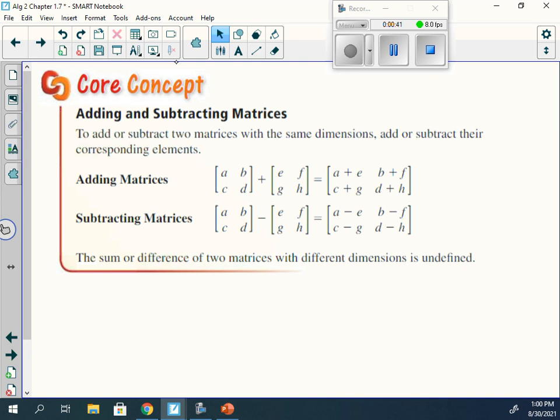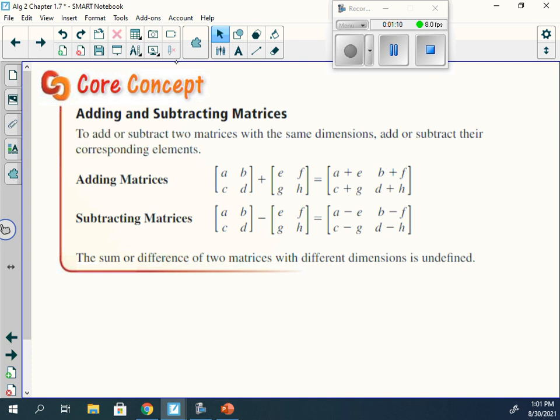To add or to subtract two matrices with the same dimensions, add or subtract their corresponding elements. With the one example they gave us, A is in the top left, and its corresponding element would be E, so we can say A plus E. That's it. Or if we're doing subtraction, subtraction of corresponding elements. A is in the top left, E is in the top left, so we're going to do A minus E.